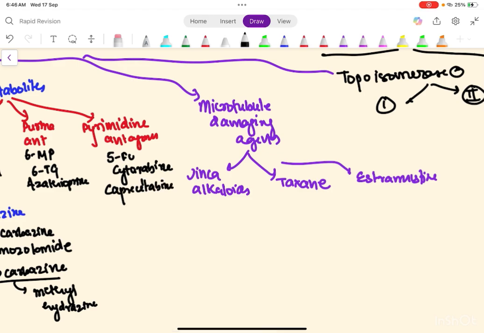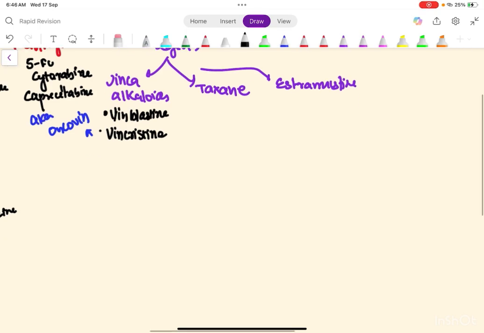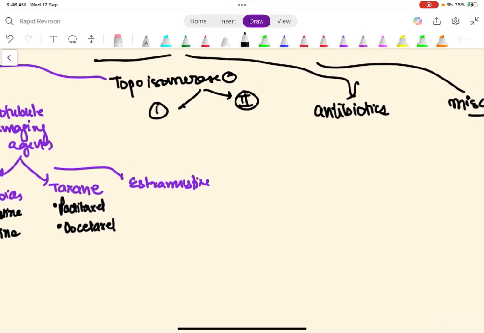Okay, now coming on to the vinca alkaloids. In vinca alkaloids you have vinblastine, vincristine. Now here the thing to know is that vincristine is also called oncovin. Then taxanes, you have paclitaxel, docetaxel. Alright, then coming into topoisomerase, so the two is etoposide and one is topotecan, irinotecan.